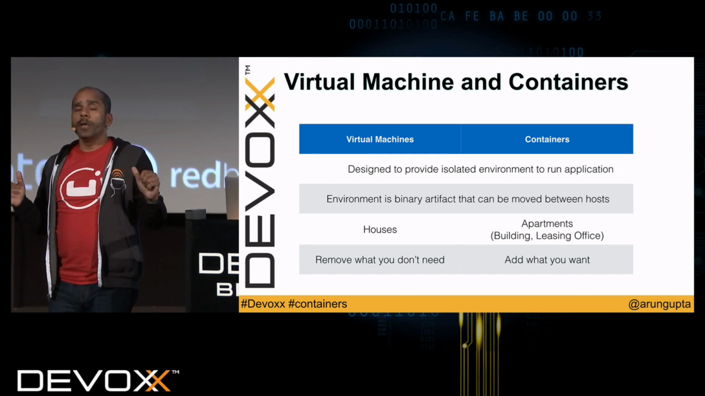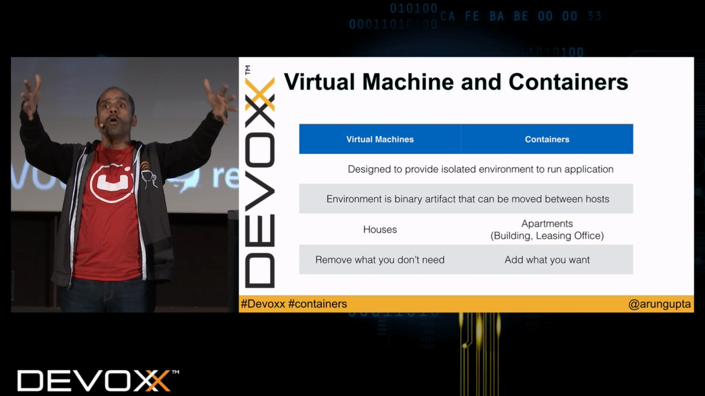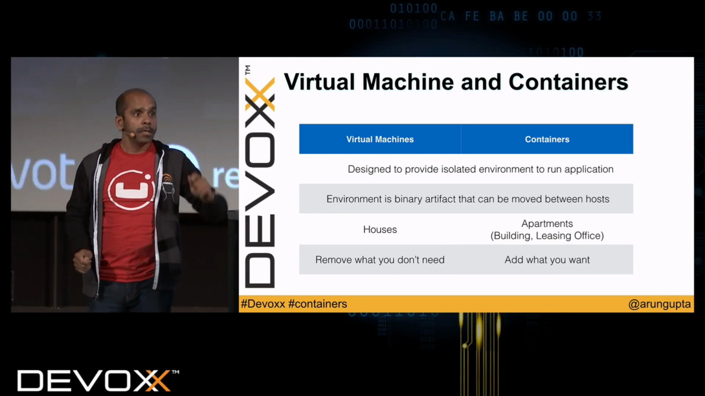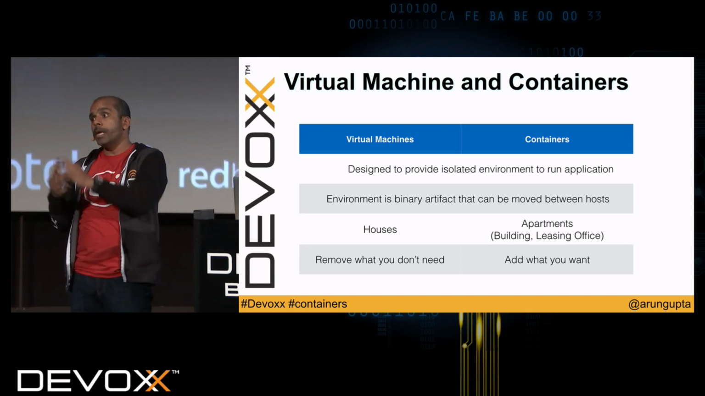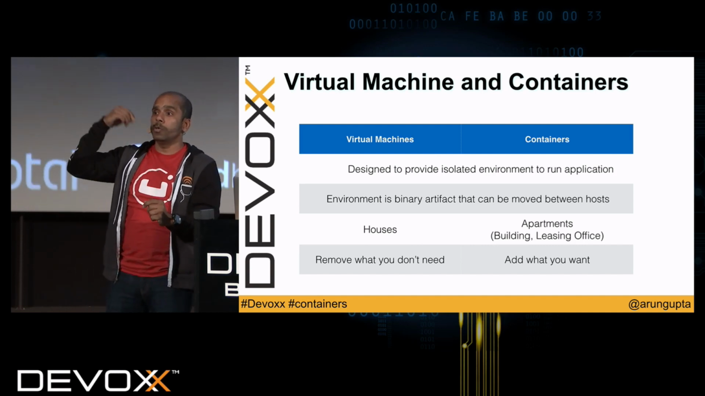Another fundamental difference between virtual machine and containers is with a virtual machine, you get this whole operating system and you start scooping out the things that you don't need. So you start removing it. With containers, it's the other way around. You get this minimal operating system image, and to that operating system, you add what you want.